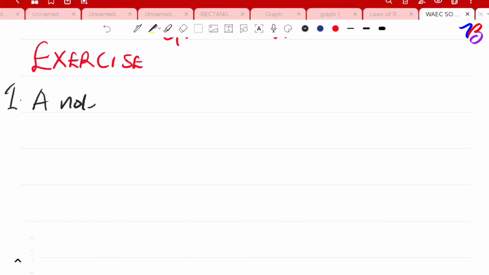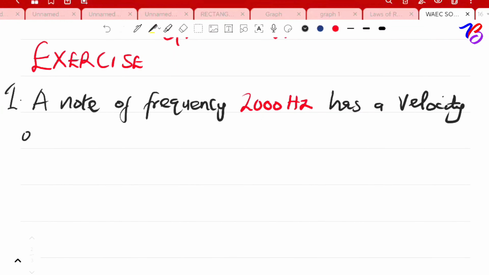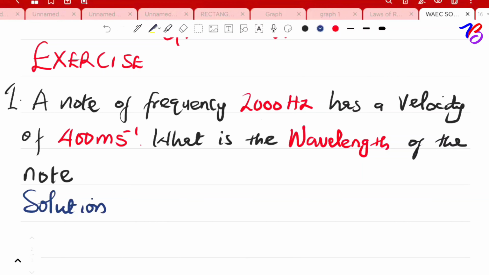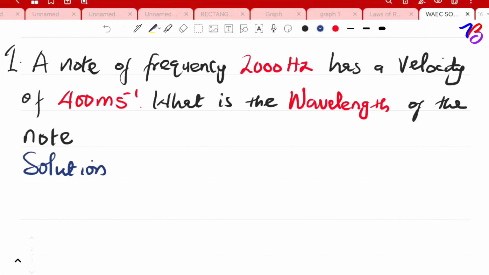Hello guys, here's a question under sound wave. A note of frequency 2000 Hertz has a velocity of 400 meters per second. What is the wavelength of the note? The triune components: the frequency, the velocity, the wavelength. Are you here?